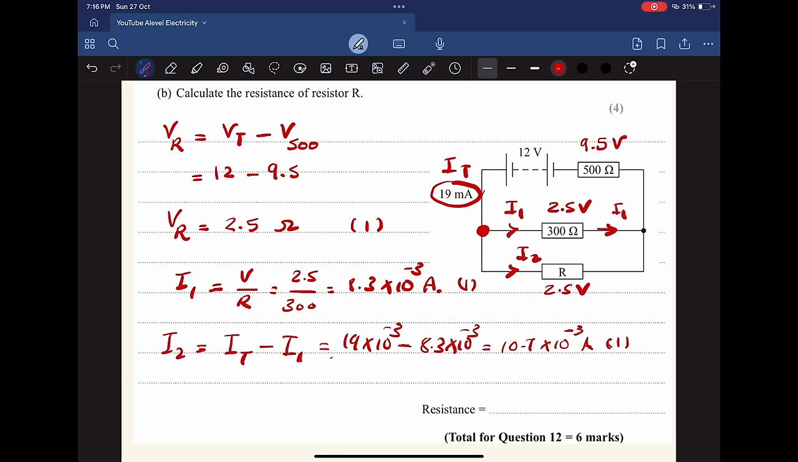Calculate the resistance R now. This is the final step. The voltage is already known from the previous two steps, divided by the electric current, which is I2: 0.5 divided by 10.7 times 10 minus 3. So the answer for this one is 234 ohm. Final step, and we get the last mark.